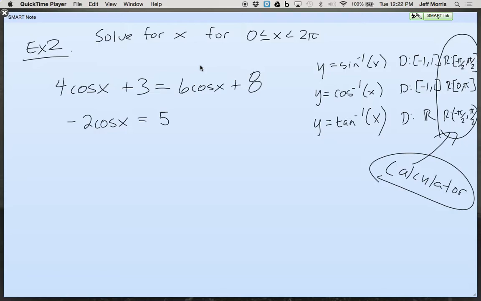Divide by negative 2, what are you going to get? Wait, is cosine an even function though? So it wouldn't matter? No, that's not cosine of negative x. You're thinking cosine negative x. Oh. Okay? Inverse cosine? What does this mean? Another what problem? Another no solution. Okay? This one won't be no solution.